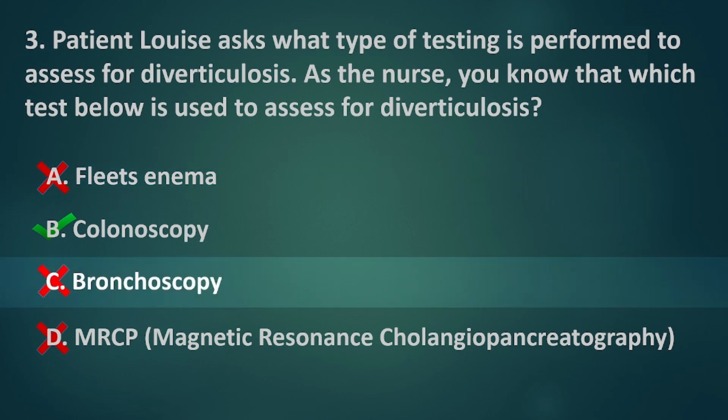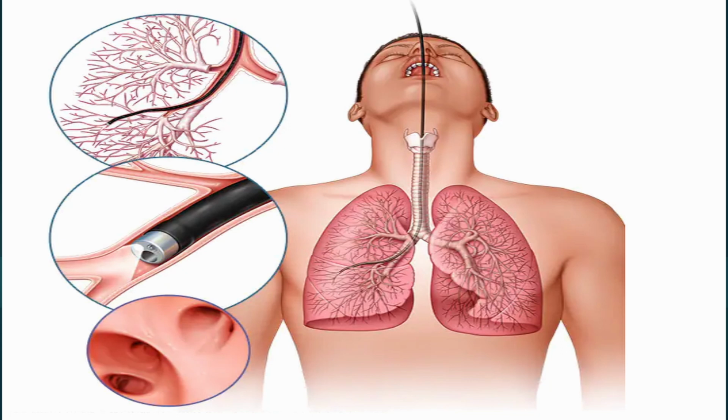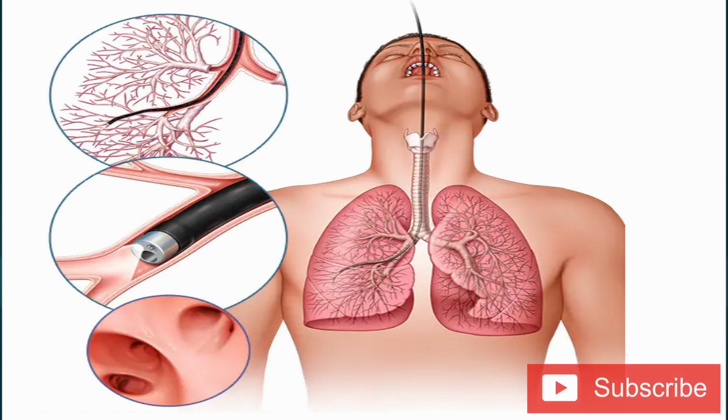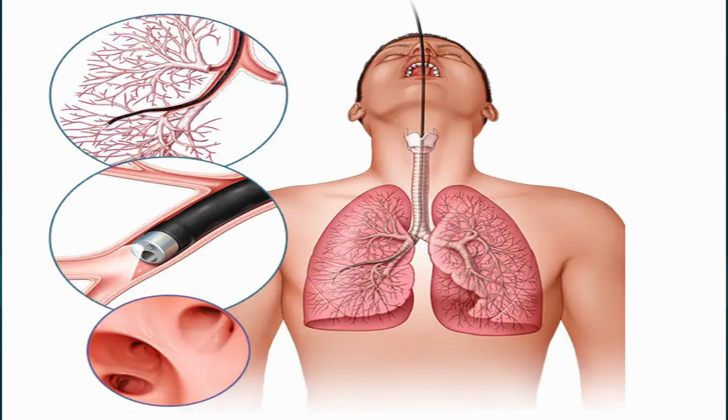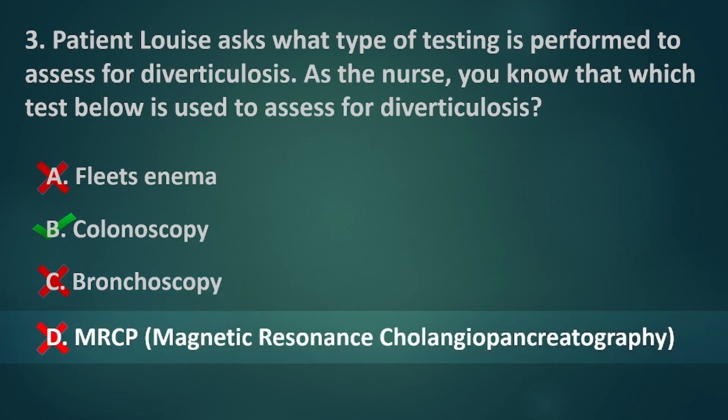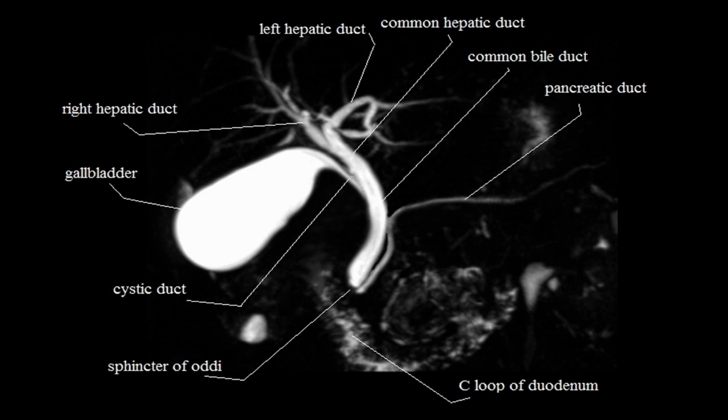Bronchoscopy is a procedure that lets doctors look at your lungs and air passages. It's usually performed by a doctor who specializes in lung disorders and not with gastrointestinal diseases. MRCP or magnetic resonance cholangiopancreatography is a procedure that uses a powerful magnetic field, radio waves, and a computer to evaluate the liver, gallbladder, bile ducts, pancreas, and pancreatic duct for disease.